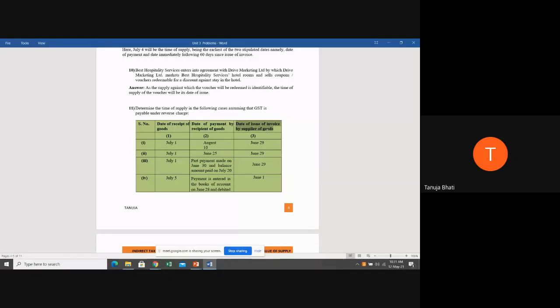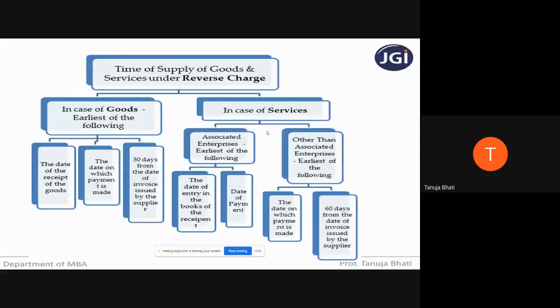Whatever I have revised, I'll show you the provision once again. You can see on my left hand side, time of supply under reverse charge for goods is the earliest of the following: the date of receipt of goods, the date on which payment is made, or 30 days from the date of invoice issued by the supplier. That means the 31st day. So all these three dates you need to compare.